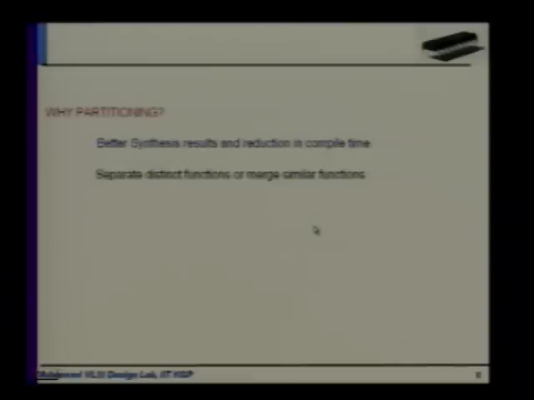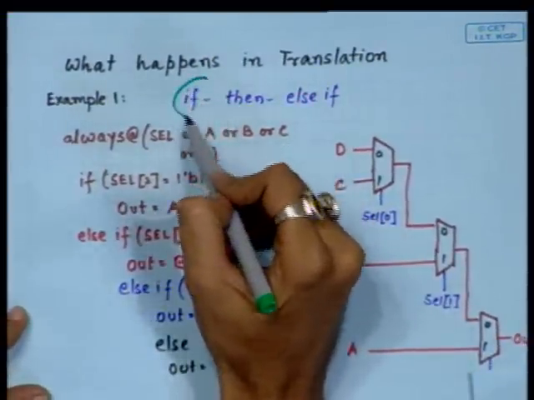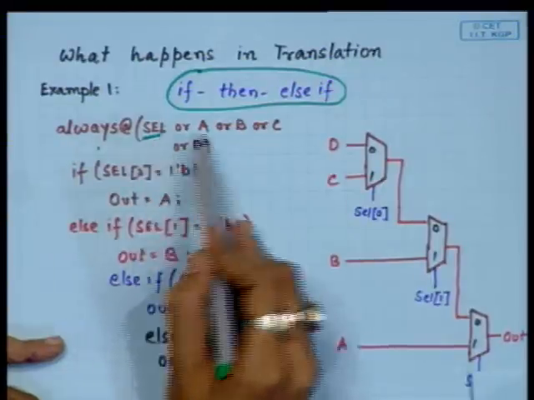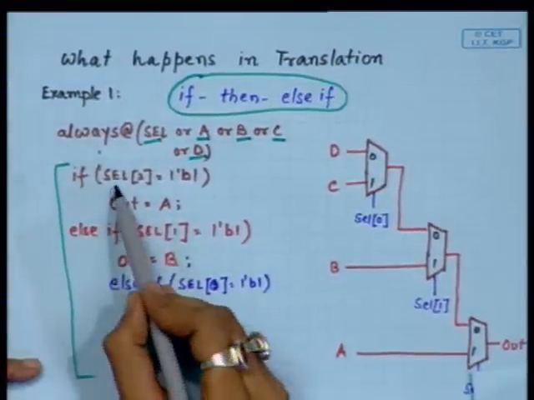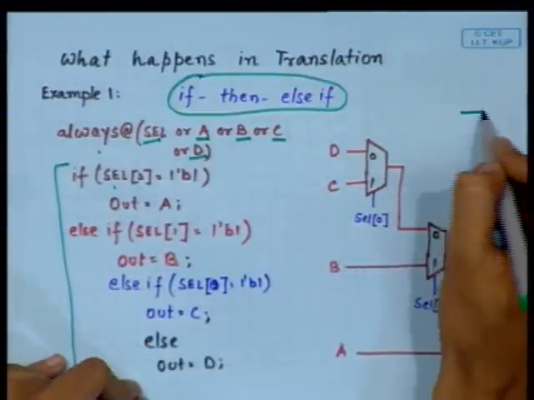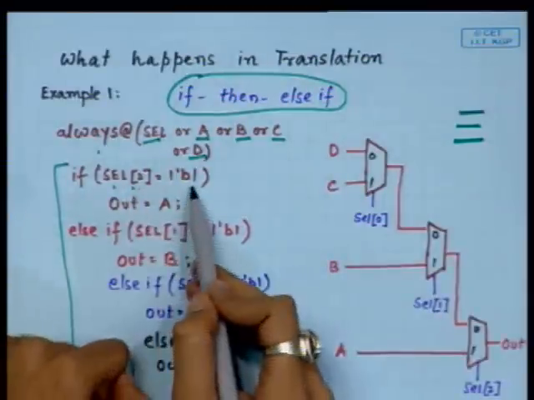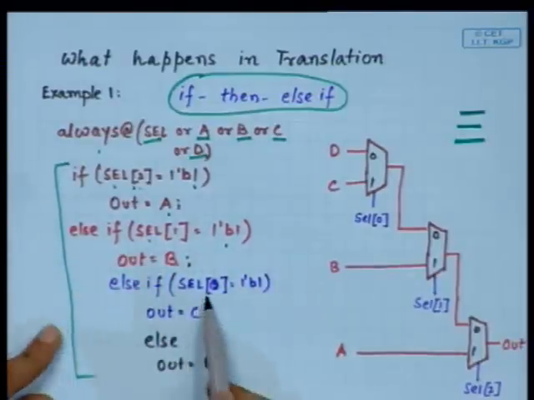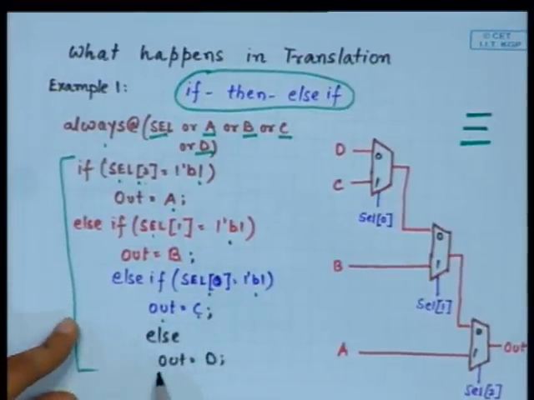Now, again coming back to the process, translation. What happens in translation? Suppose in the design we have an if-then-else-if statement, like this. Always at select or A or B or C or D transitions, do this. Select is a 3-bit signal. If select 2 is 1, then output is assigned A. If select 1 is 1, then output is assigned B. If select 0 is 1, then assign C to output, and in other cases assign D.